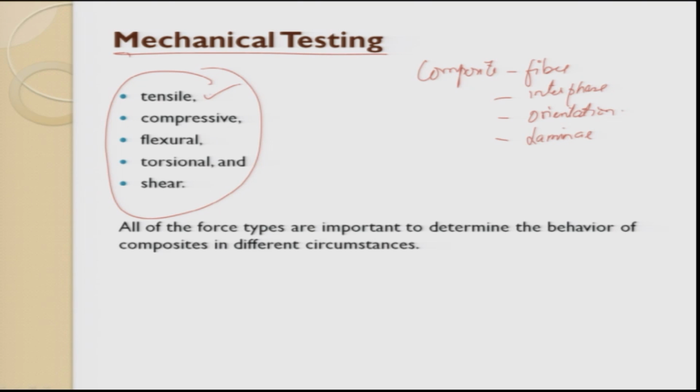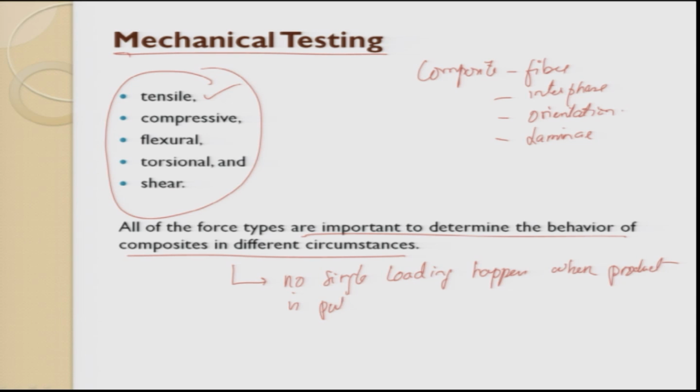So, tensile is most commonly used. In homogeneous metal, there is a relationship between tensile and compression, tensile and flexural, tensile and torsion is also possible, and tensile and shear is also possible. But here in composites, every test is conducted to get a sound product. So, all the force types are important to determine the behavior of the composite in various circumstances. As I said, no single loading happens when a product is put in usage.